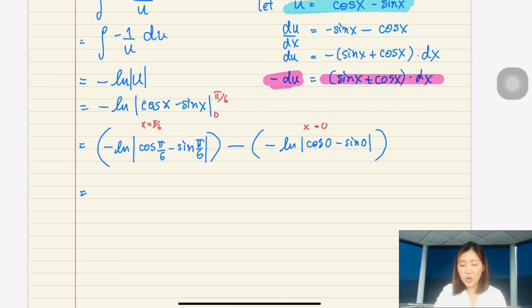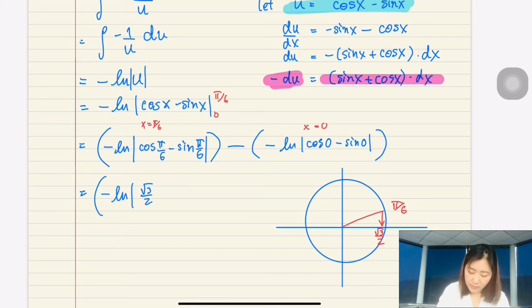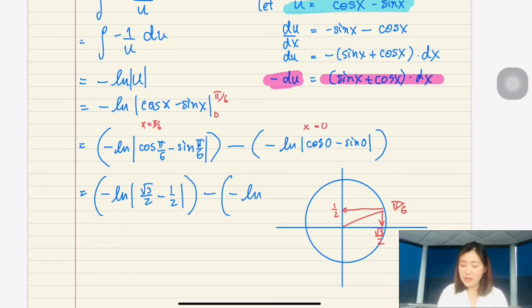Cos of pi over 6, what is it? Your circle. Pi over 6 is right here. Value of cos is on the x-axis. So the x-axis length is root 3 over 2. Alright. So you're gonna have brackets minus ln of absolute root 3 over 2 minus sine pi over 6 right here. Oh, this one. So this is a half, right? So minus a half.